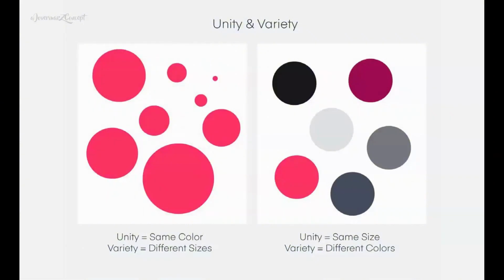Now, this is unity. Unity has, should I say, like a cousin called variety, right? Now, you can see on the image on the left side of the screen, unity shows same color. Variety shows different sizes. On the right side of the screen, you see same size, and variety shows different colors. So which means that they work hand in hand. So you can actually call them like a twin. Okay.